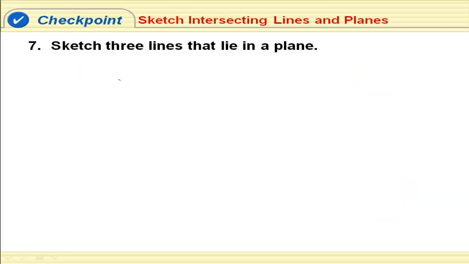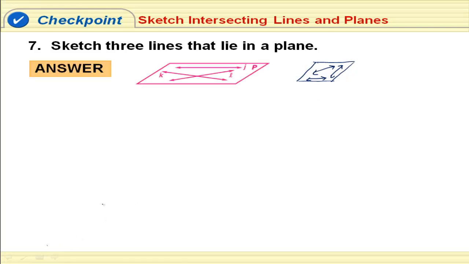Here's some more sketches. They want you to sketch 3 lines that lie in a plane. So again, a plane. You draw 2 slanted lines, draw 2 straight lines, and 3 lines that lie on the plane. Here they are. Any 3 lines. There you go. And I didn't label them, so let's label this L, this M, and this one N. There you go.